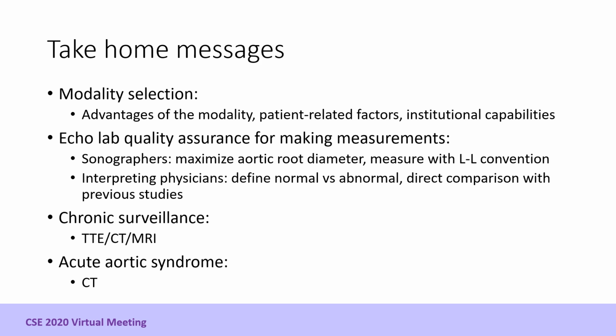For interpreting physicians, it is important to try and standardize definitions of what is normal versus abnormal, including indexing measurements for factors such as age, sex, and BSA. And it's important to directly compare images between studies to determine if any measurement differences reflect a true change. For chronic surveillance of the aorta, TTE is appropriate for serial assessment of the aortic root and/or the proximal ascending aorta, with CT or MRI being the modalities of choice for visualization of the entire aorta.